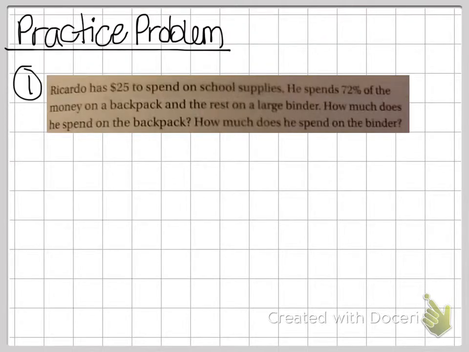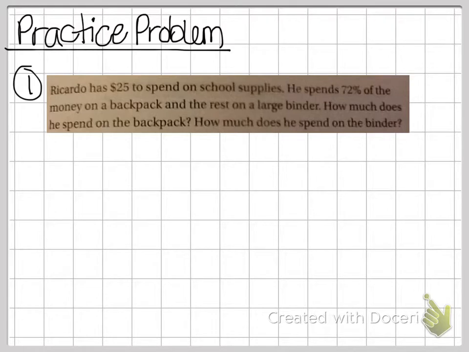Here is your practice problem for today. Ricardo has $25 to spend on school supplies. He spends 72% of the money on a backpack and the rest on a large binder. How much does he spend on the backpack? And then how much did he spend on the binder?